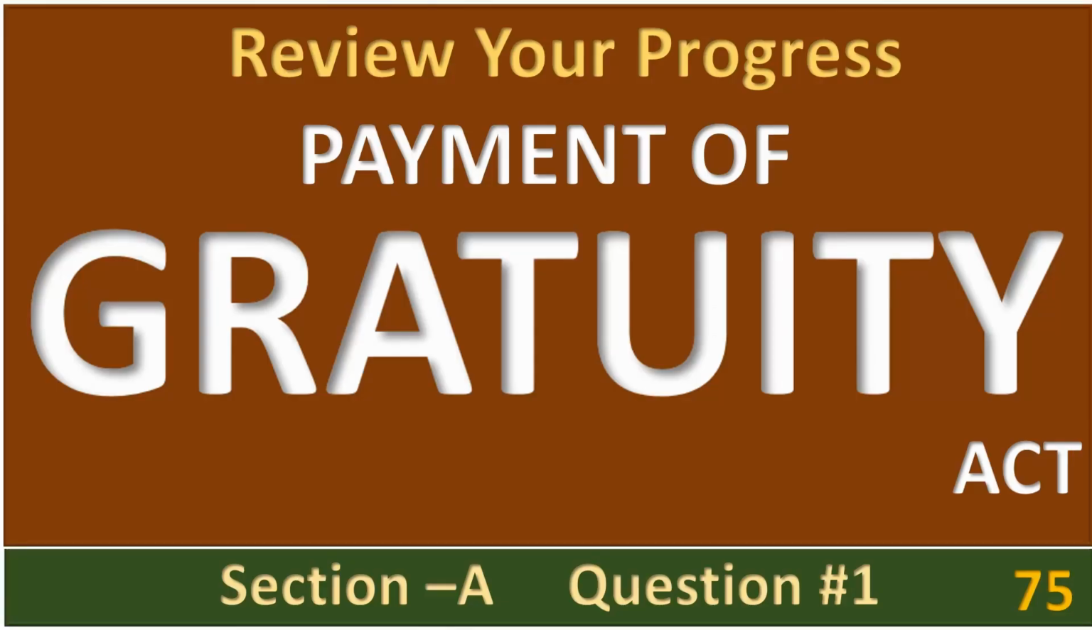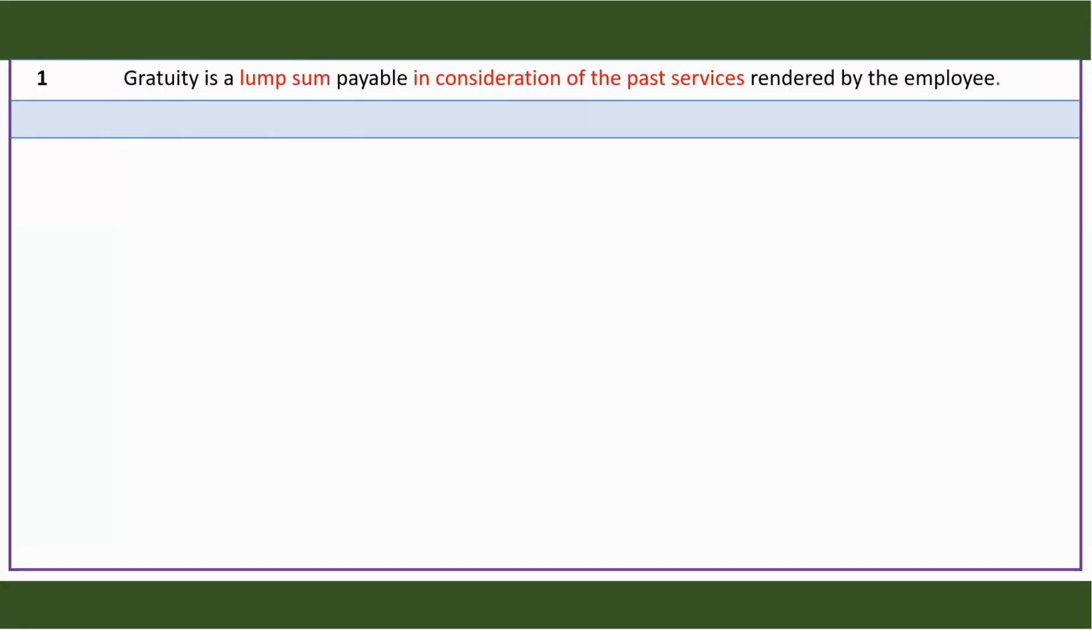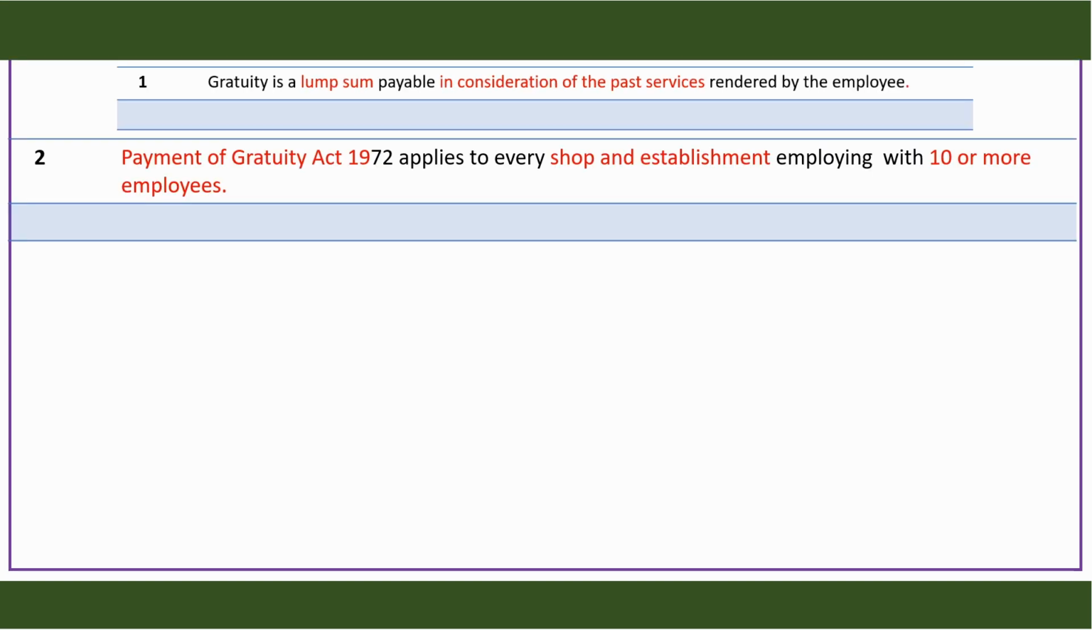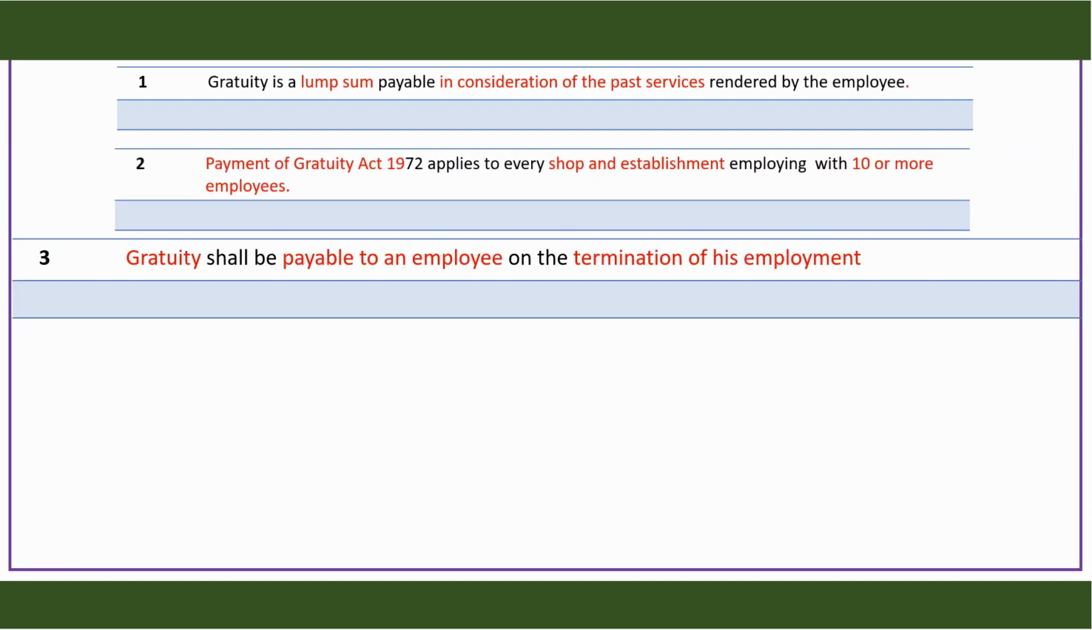Progress review of the Gratuity Act. Gratuity is paid as a consideration for past services rendered by an employee, and it is paid as a lump sum. The Payment of Gratuity Act applies to every shop and establishment which employs 10 or more employees. Gratuity is normally the last payment. It is paid on the termination of employment of a person. It is always payable to an employee.